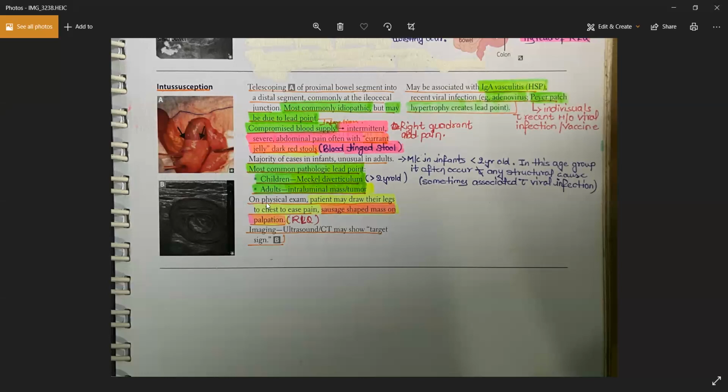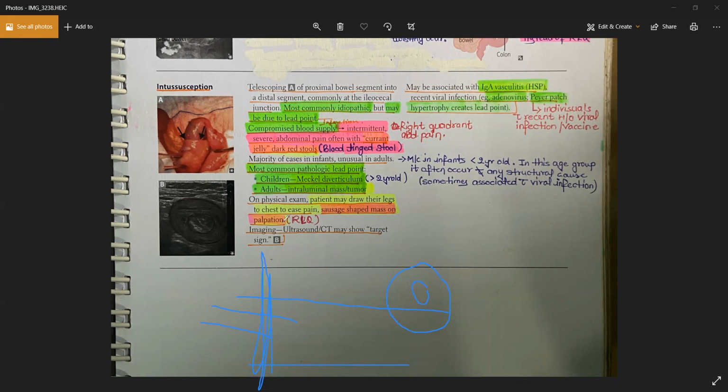When you do the examination, you can see the olive shaped mass in the ultrasound because you are looking from this side. If I draw the diagram again, in the ultrasound you are looking from here. So it will be seen as the small segment and the dilated segment. This segment will be telescoped within this dilated segment, so it will appear as a target kind of sign. So this would be seen in the intussusception.